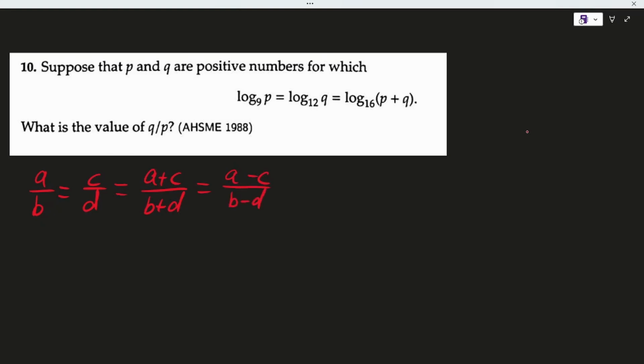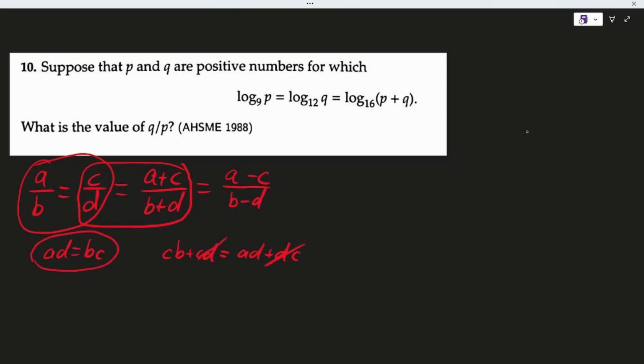We can easily prove this if we take the cross product. For example, if we know a over b equals c over d, this means that AD equals BC. And if you want to show that this fraction is still the same, if we take the cross product, we will get CB plus CD equals AD plus DC. As the DC part cancels, we will get AD equals BC, which was our assumption.